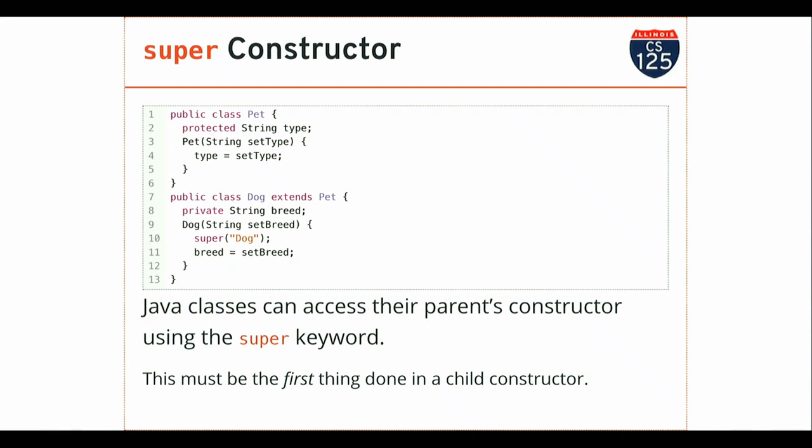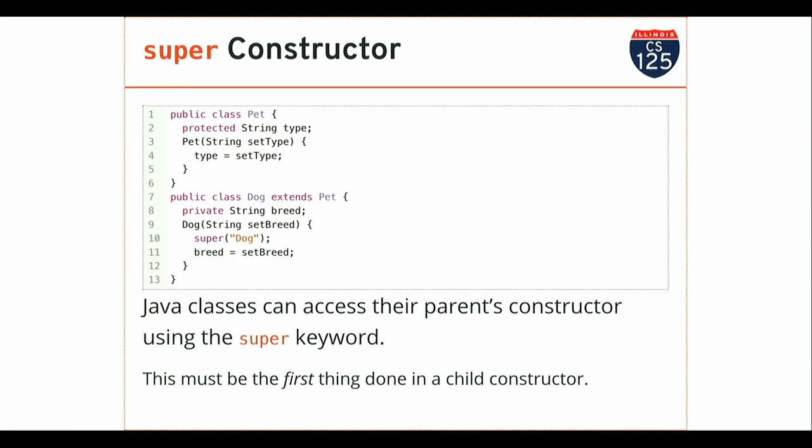Java classes provide constructors. There are many cases in which I want to run my parent's constructor. If I extend another class, I need to make sure that class is set up properly first. The way I can do this is I use a keyword called super. In a child, super calls the parent's constructor. This is another one of these special keywords, like this, right? So it has to be the first thing I do in a constructor.